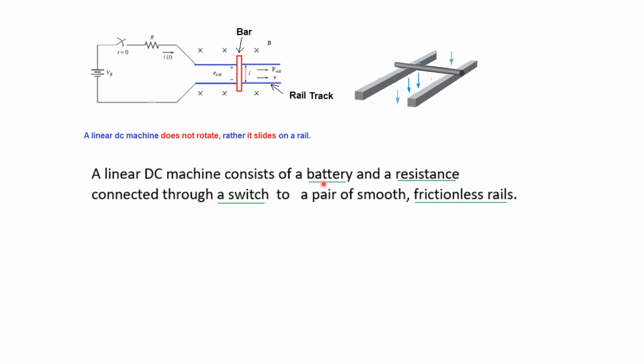A linear DC machine consists of a battery, a resistance to control the current, connected through a switch, and a pair of smooth frictionless rails. So these are the rails as shown here.